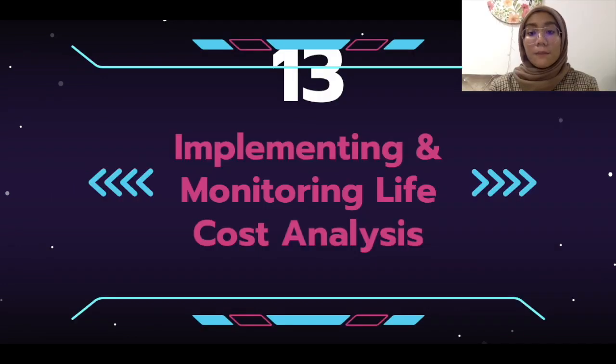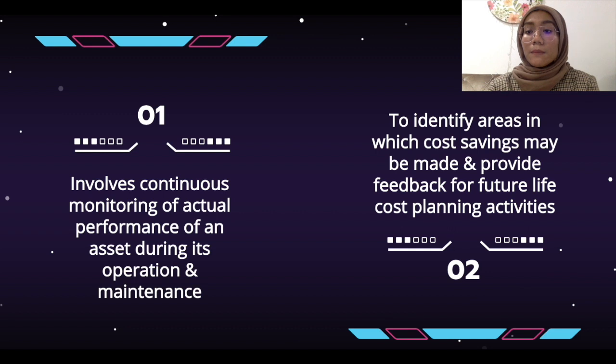The last stage is implementing and monitoring. Implementation of the life cost analysis involves the continuous monitoring of the actual performance of an asset during its operation and maintenance to identify areas in which cost savings may be made and to provide feedback for future life cost planning activities. For example, it may be better to replace an expensive building component with a more efficient solution prior to the end of its useful life than to continue with a poor initial decision.